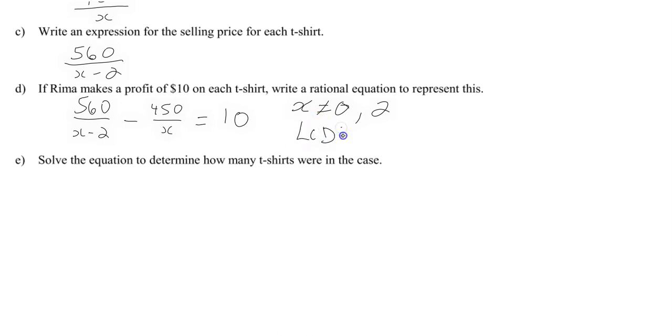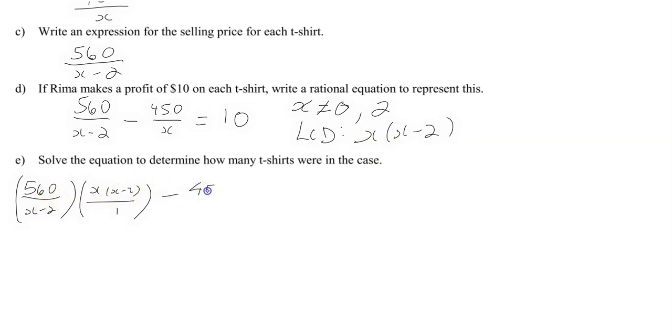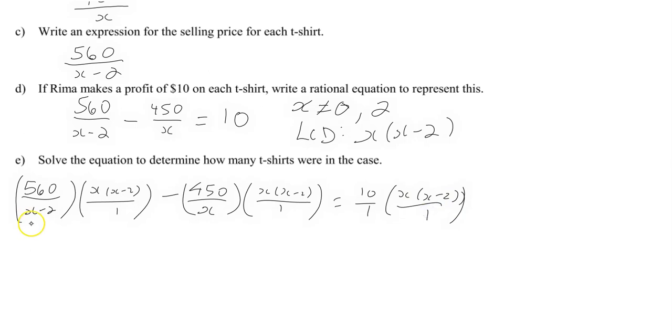Our LCD is x times x minus 2. Okay, so everything's going to get multiplied by x times x minus 2 over 1, so 560 over x minus 2, minus 450 over x, times x times x minus 2 over 1 is 10 over 1 times x times x minus 2 over 1. x minus 2's cancel. x's cancel. So 1, 1, 1, 1, 1, 1. All we have is 1 in the denominator.